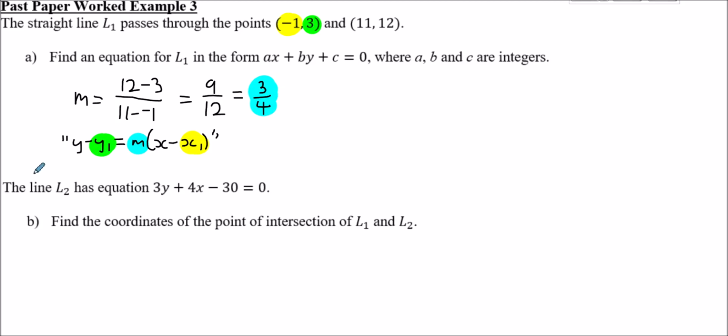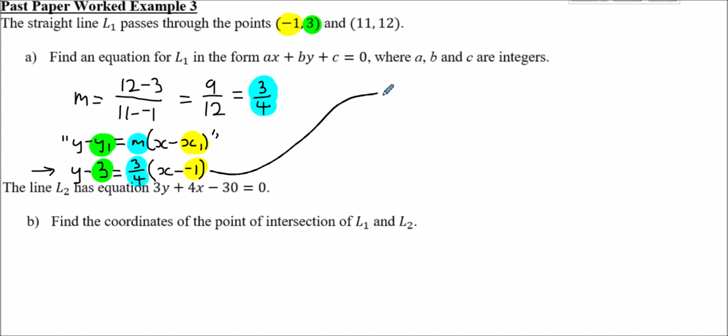So if we sub in those 3 numbers, we have y minus 3 equals 3/4 brackets x minus minus 1. And we know that because x1, the known x-coordinate, was minus 1, y1 we picked was 3, and the gradient was 3/4.